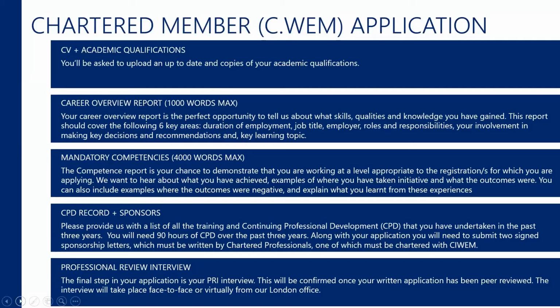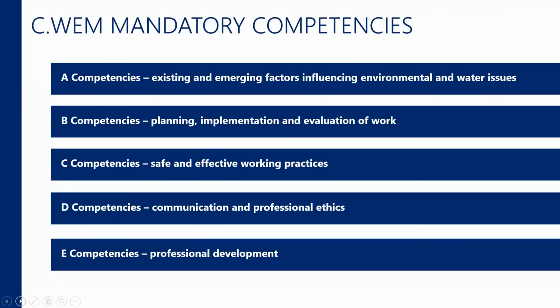So here are the five key areas that our competencies cover. I'll just run through these very briefly now. So the A competencies cover existing and emerging factors influencing environmental issues. So this is your knowledge of wider environmental issues and trends and your ability to develop strategies and plans to address changes in your sector. So the first competence here really covers all aspects of the environment or water sector beyond your day-to-day role and your understanding of the drivers and the trends in those.